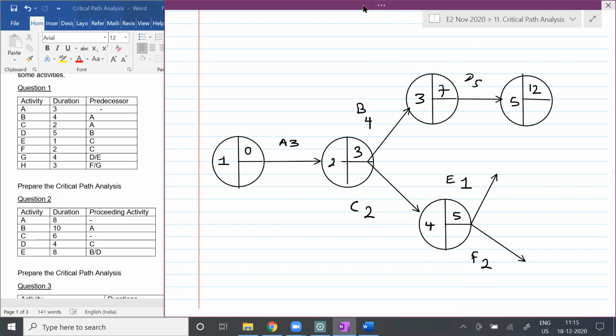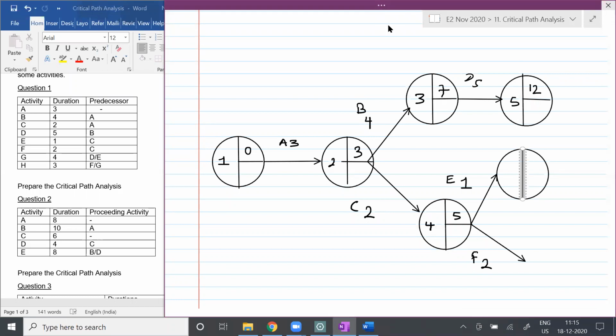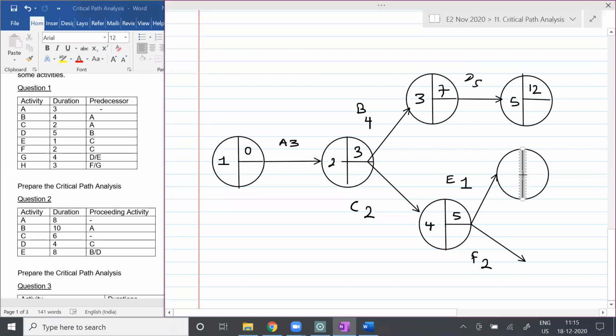So it should start with a node and end with a node. Agree, students? After completing activity number E, 5 plus 1 is how much, students? 6. So that is the sixth activity.